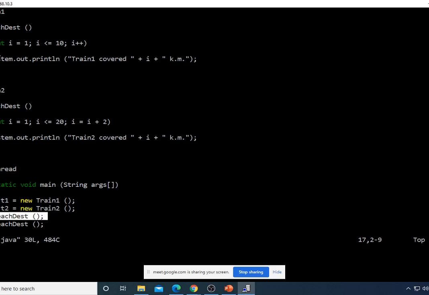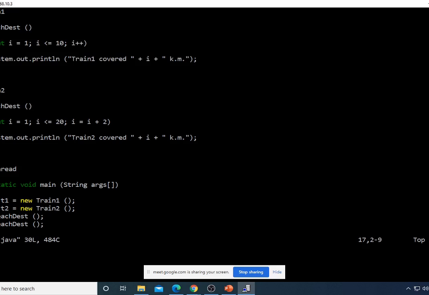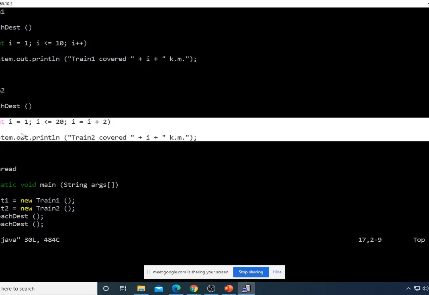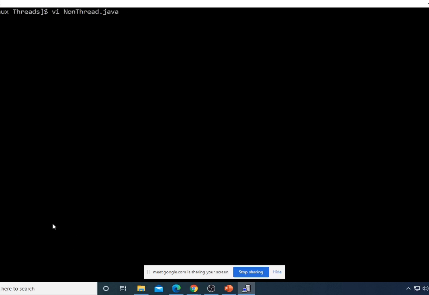You cannot expect the CPU to switch between the train1 function once and train2 another time. Until and unless this for loop is completed, the control will not come to the definition of the train2 method. Correct? Let me compile and see the output.